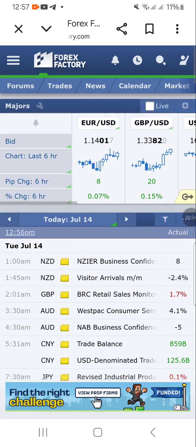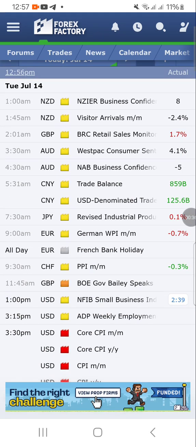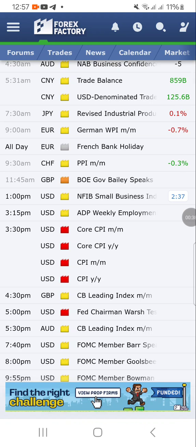Today is a special day. Today is 14th July. We have what we call CPI on the dollar. Now, different countries have their CPI, but the one for the dollar affects almost the entire world. Why? Because the dollar is the strongest currency. Actually, it's the most dominant currency in the world.